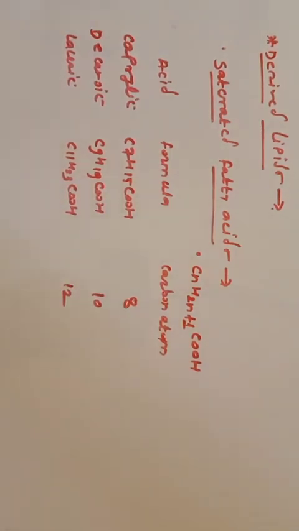Then the next one is myristic fatty acid. Myristic has the formula C13H27COH, so the total carbon is 14. Then the next one is palmitic.